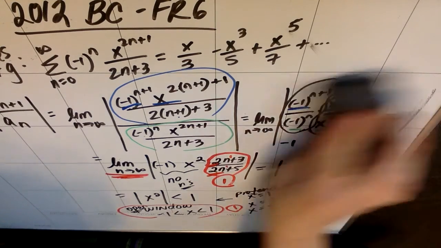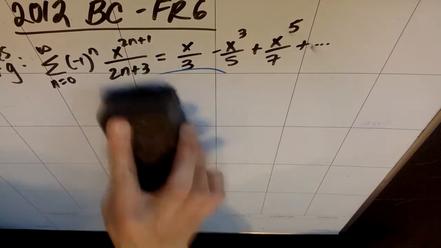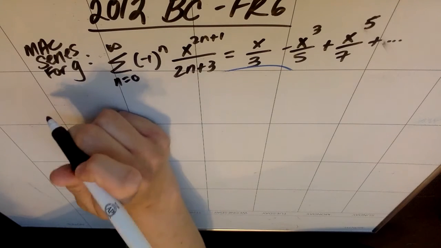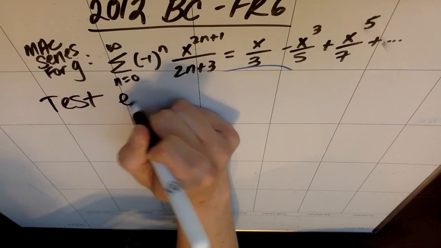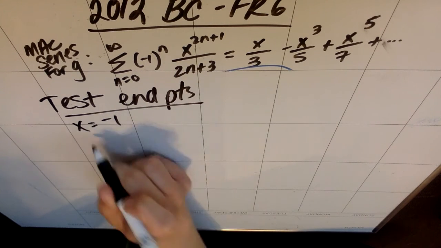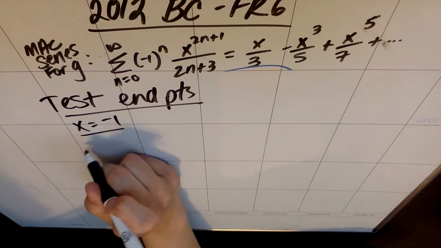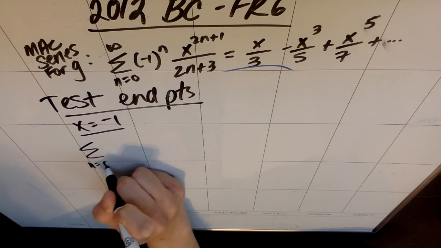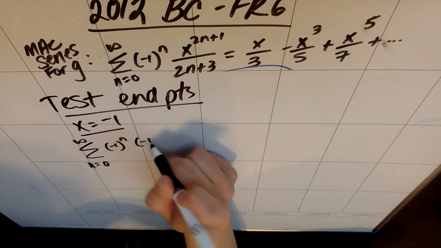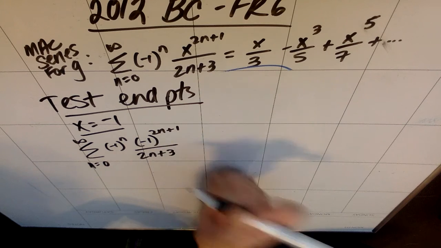So I'm going to erase all of this crazy amount of ratio stuff, and now we're going to test the endpoints. I now know that I need to test the endpoints of my interval. So I'm going to test x is -1, and I'm going to see what this function becomes if I plug in x is -1. So if x were -1, this would be the sum from n is 0 to infinity of (-1) to the n, and (-1) to the 2n plus 1 over 2n plus 3.